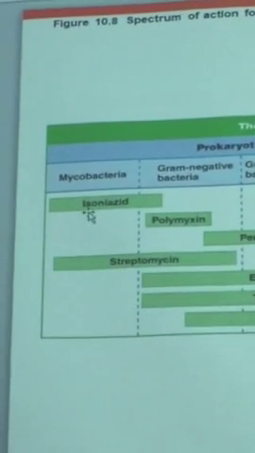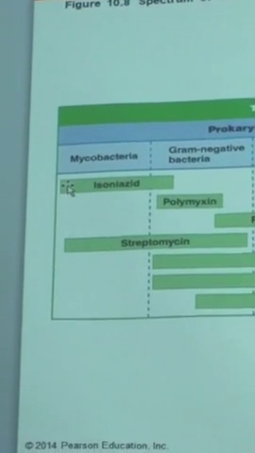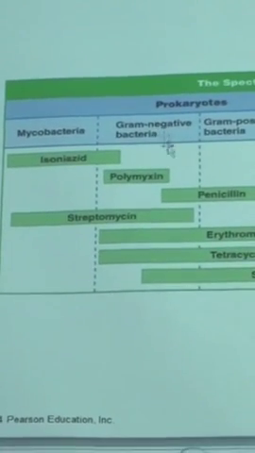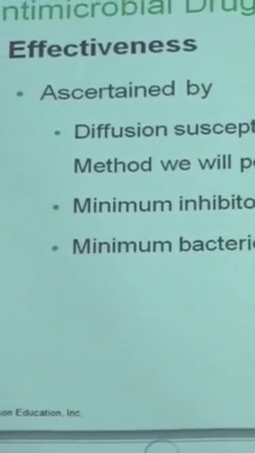Spectrum of activity. Here they're showing you, for example, that isoniazid will cover mycobacteria and some gram-negatives. So that's how that figure works.